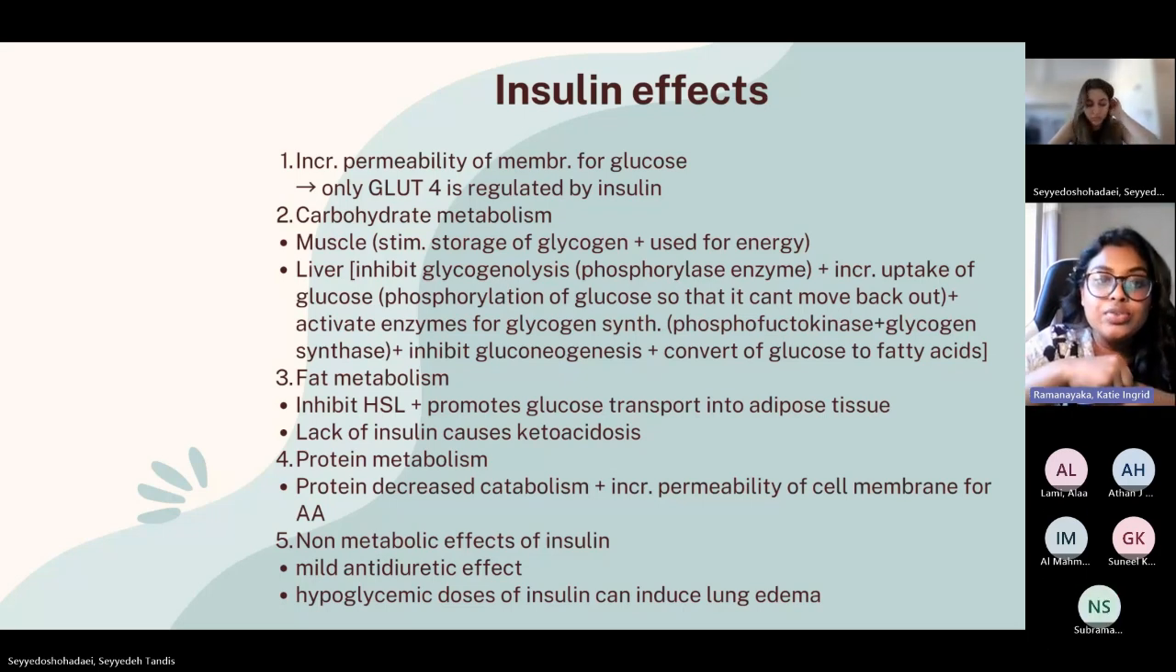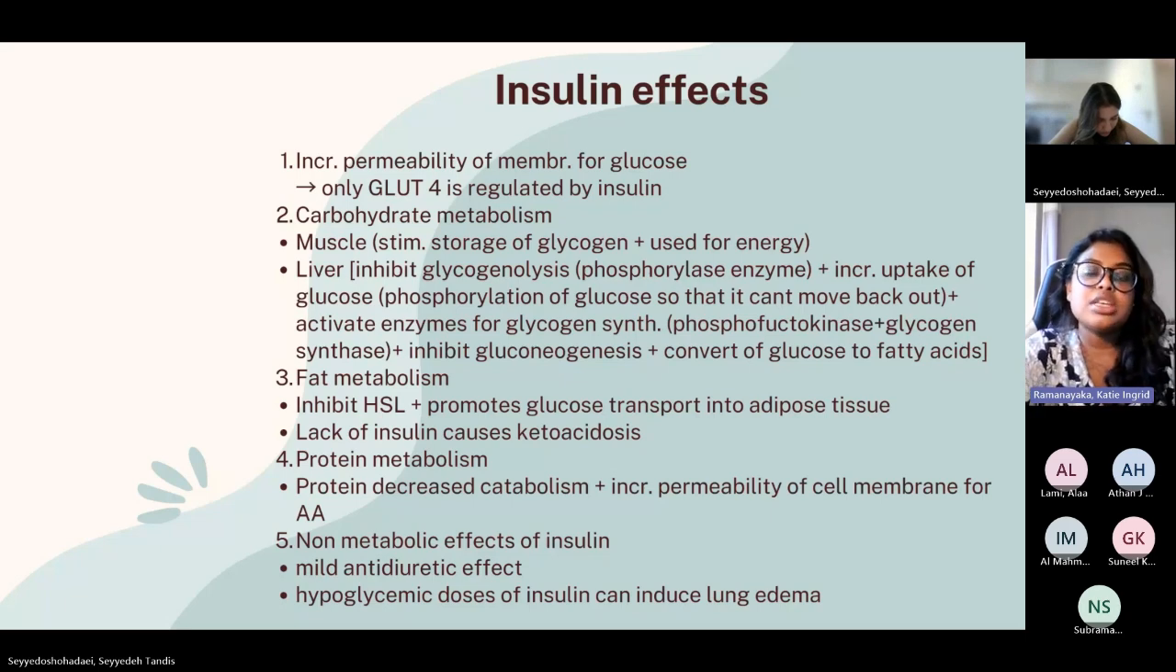It will allow for fats to be used as a source of energy instead of glucose, which insulin doesn't want, because obviously it wants glucose to be used as its primary source of energy. And it promotes glucose transport into adipose tissue.